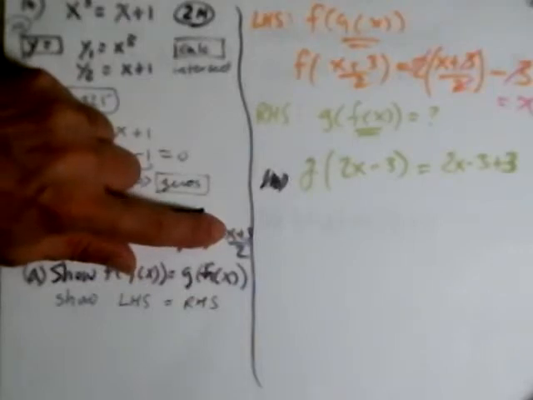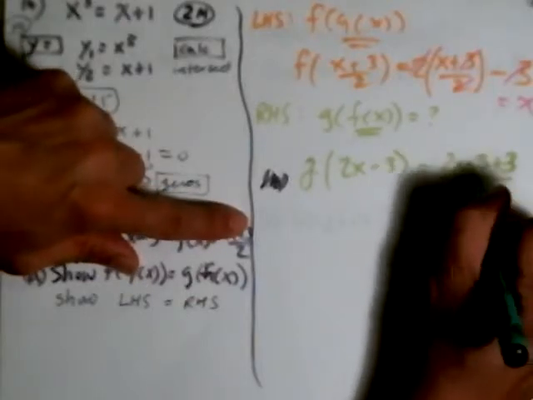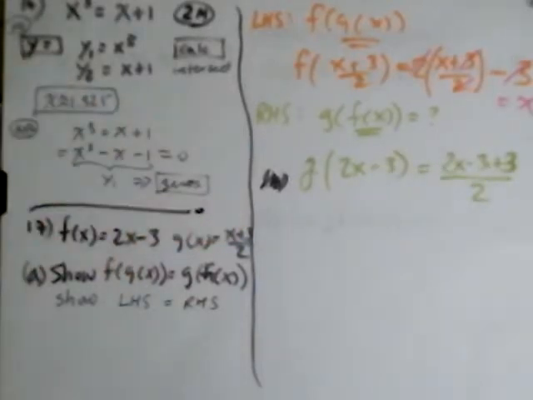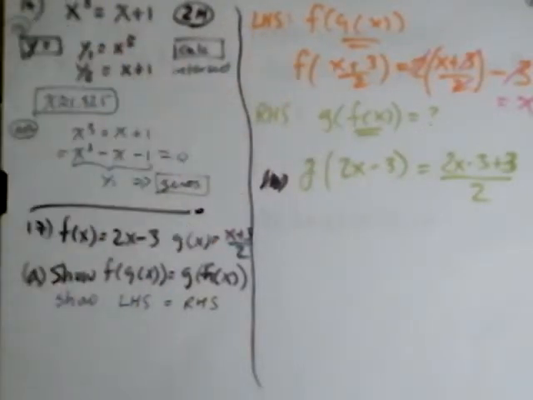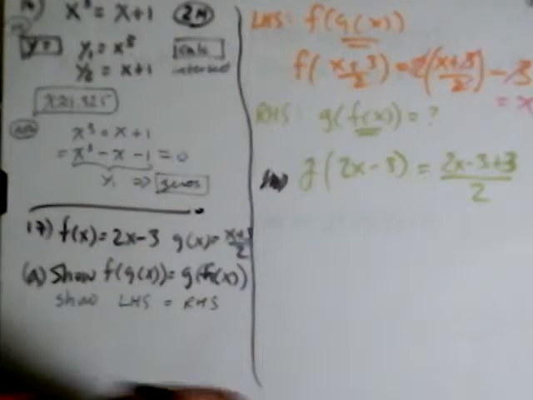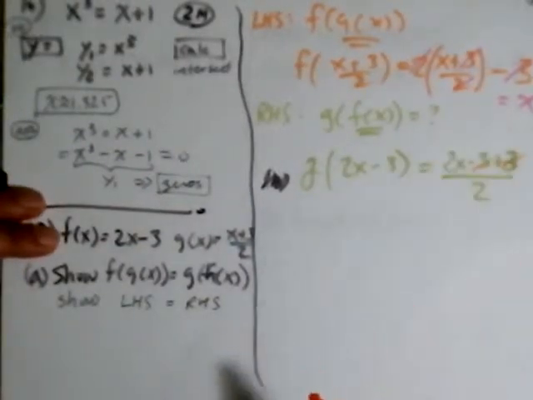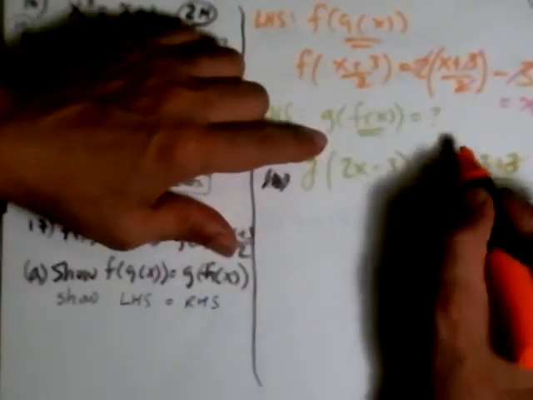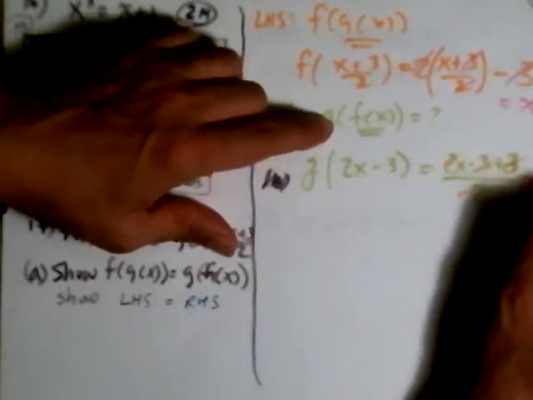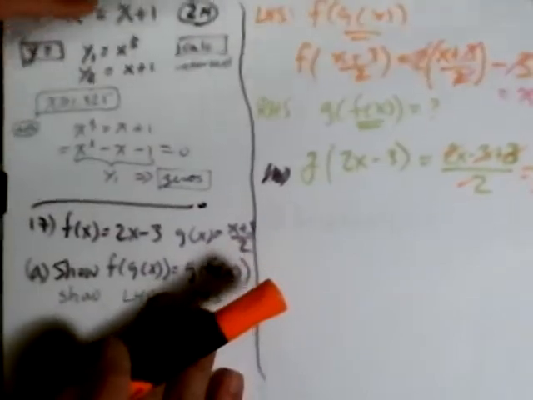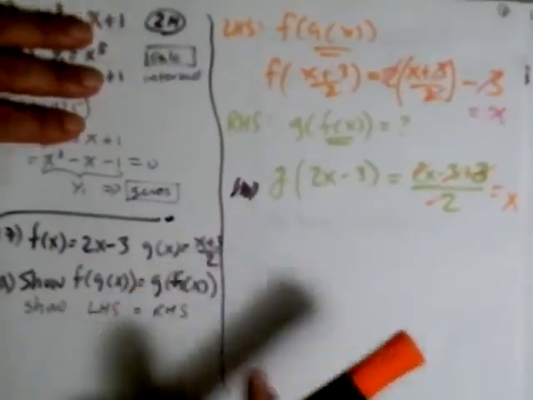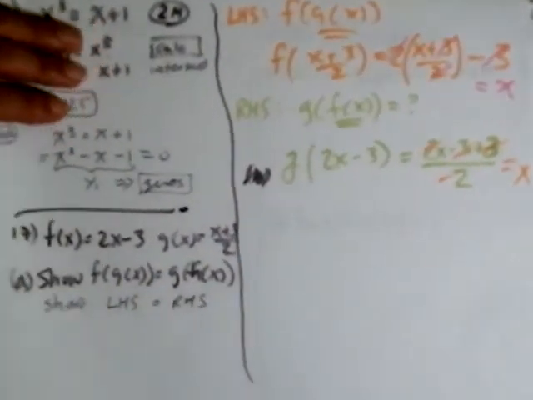See that right there? 2x minus 3 plus 3 all over 2. Remember, we're substituting 2x minus 3 for wherever there's an x. What do you notice? The plus 3 minus 3 cancels. So this will be 2x over 2. So the 2's cancel. You end up with x again. Wow, look at that. You end up with x. Okay.